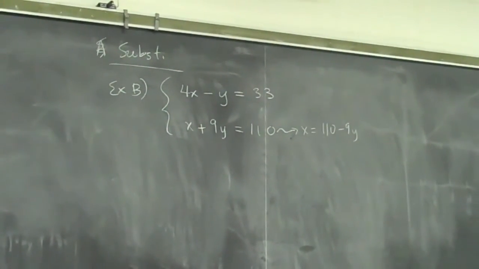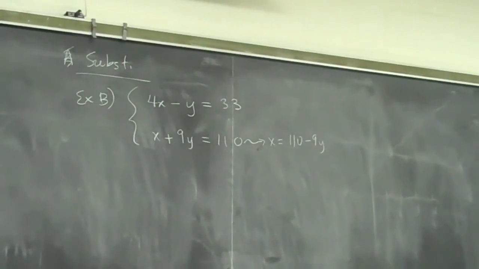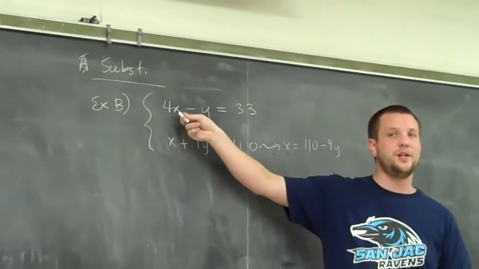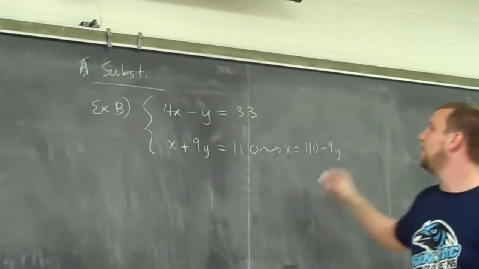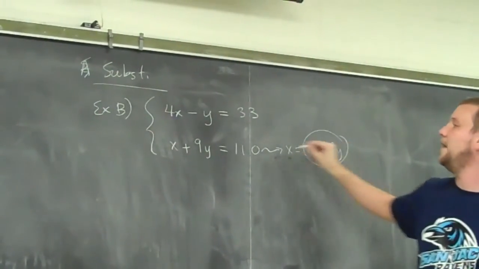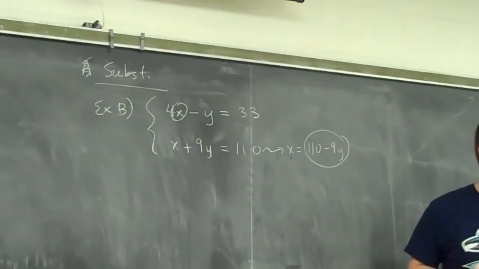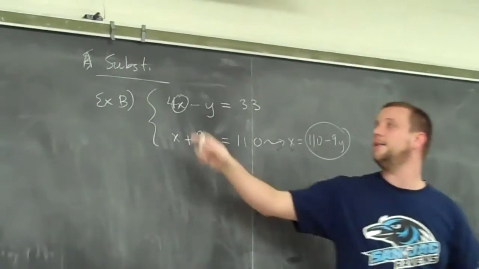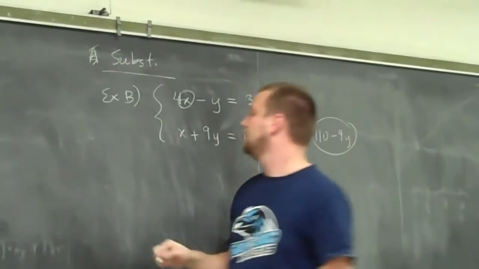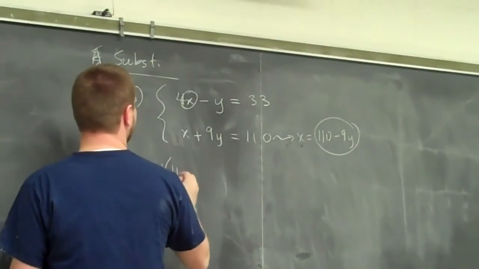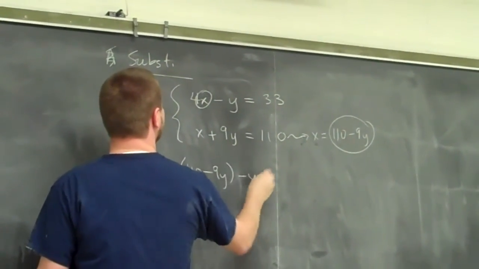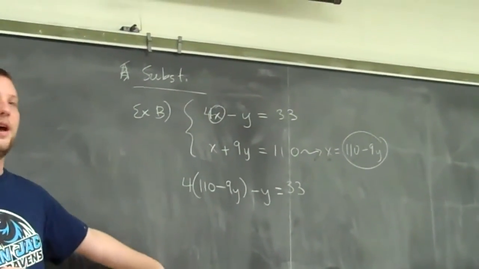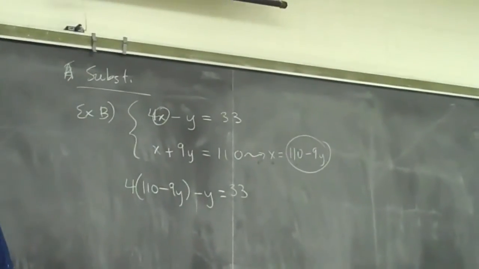And where those two lines intersect, they have the same x and the same y at the same time, correct? So whatever x equals here, isn't it going to be the same thing in the other equation, if it's the same x? So I'm going to take this, and I'm going to plug it in for that x right there. I'm substituting 110 minus 9y for my x. That's what I call the substitution. So I do 4 times 110 minus 9y minus another y equals 33. And then I'll be able to solve for y. And then once I have my y, I do the same thing. I go back and I find my x.